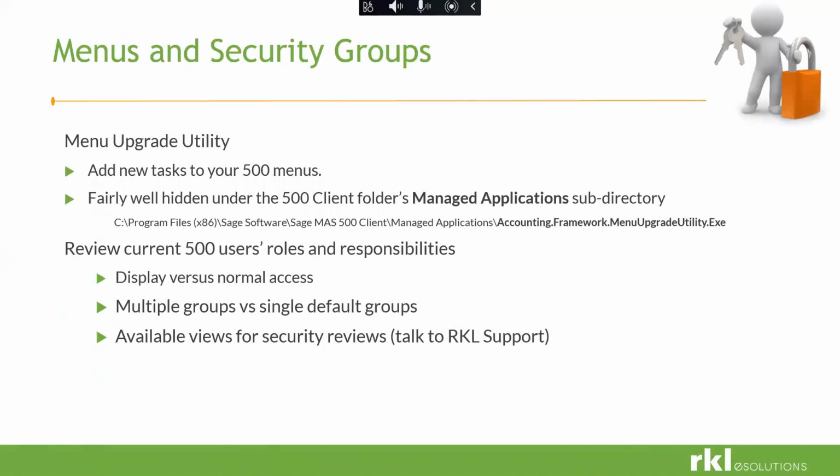And now on to menus and Jen. Okay, so I'm going to talk about the menu upgrade utility. If you've recently done an upgrade to your Sage 500, you'll want to make sure that you have access to those new tasks and features. You can always go in and manually add them to your menu, but this little utility is not really widely known. It's actually buried in this long link here.